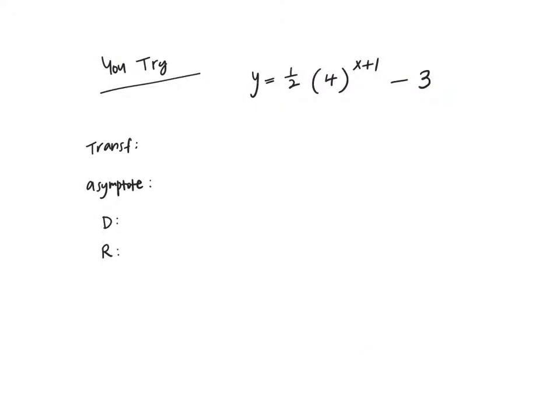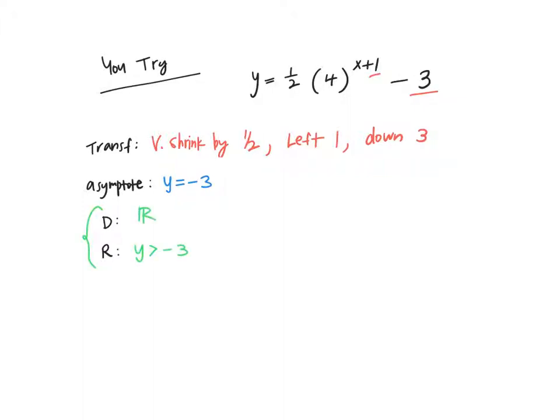Let me go ahead and guide you through this U-try problem. What would the transformation for this function be? So you should have a vertical shrink by 1/2, left 1, down 3. Okay, go ahead and find the asymptote. All right, the asymptote is y equals -3. Now go ahead and find the domain and range for this function. Okay, domain is all real numbers, range is y is greater than -3.